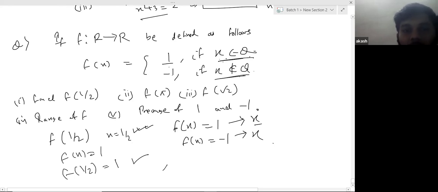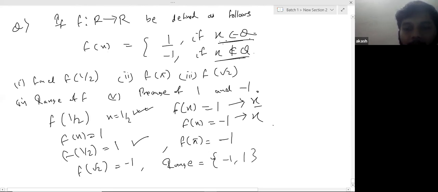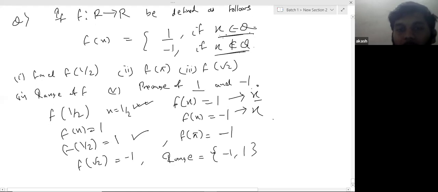This type of function is called constant function. They remain constant throughout the domain, right? After that, f of pi: pi is an irrational number, so this is minus 1. f of root 2 is irrational, so minus 1. Range: see, a real number can be rational or irrational, right? There is no third option. So either the value will be 1 or minus 1. So range is minus 1 or 1.